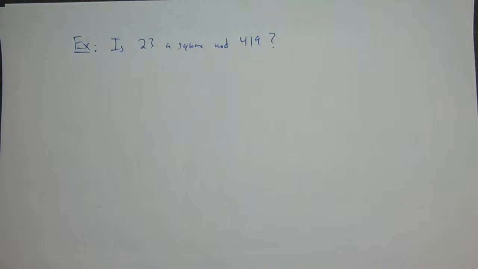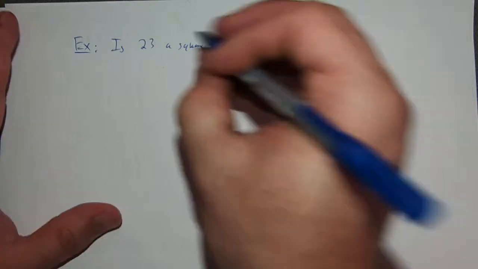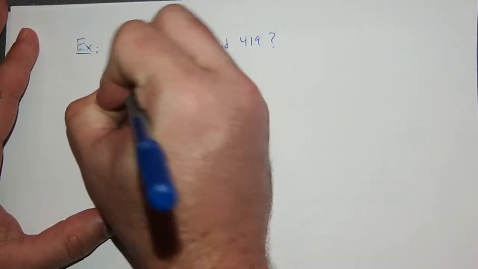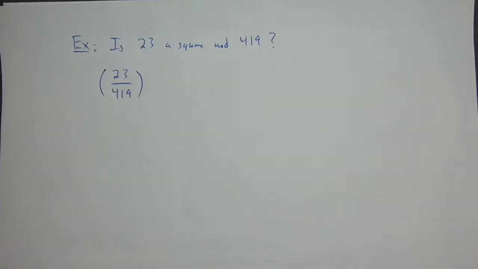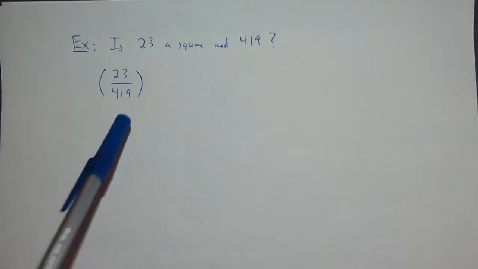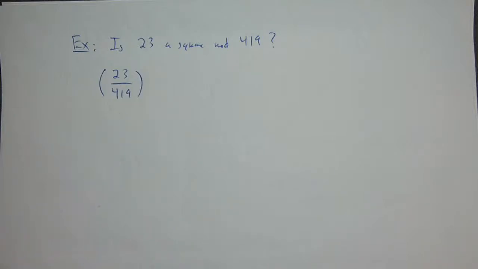Okay, well, what would I compute to check this? Well, I would compute the Legendre symbol, right? So I am looking for 23 on 419. I want to compute this Legendre symbol. Any Legendre symbol you're computing, the only possible answers are +1 and -1. This will answer in the affirmative if it's +1, and in the negative if it's -1. So I just want to see, is this +1 or -1?